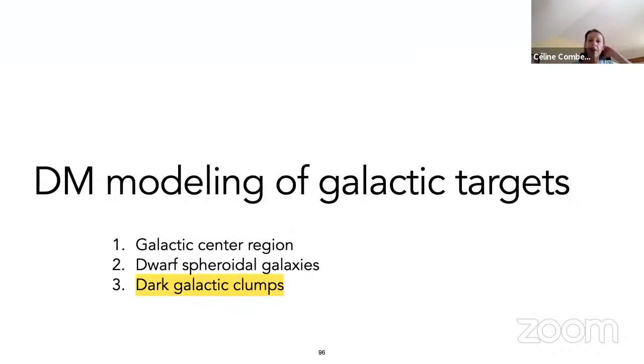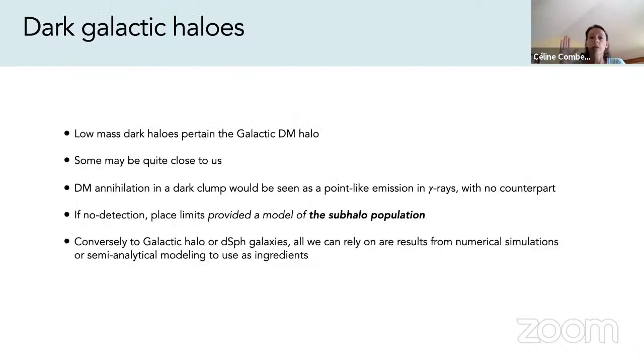Okay, so the next bit concerns the dark galactic clumps. This time I'm in the galactic halo, and I have my substructure all over the place. These subhalos are not massive enough, they did not form stars, so I don't know where they are. But some of them might be really close to us. So if in my gamma ray data I see in a location a gamma ray source that has no counterpart at any other wavelengths, maybe I have a signature that I'm seeing dark matter annihilation in this particular region. So this is why this is interesting.